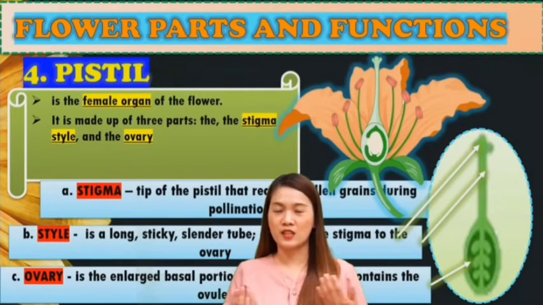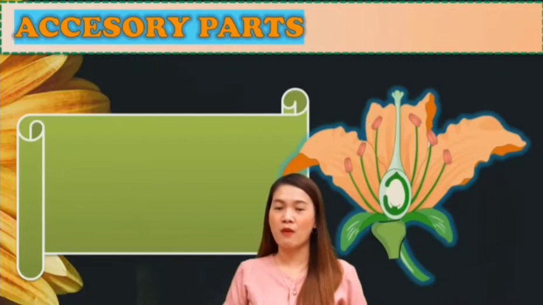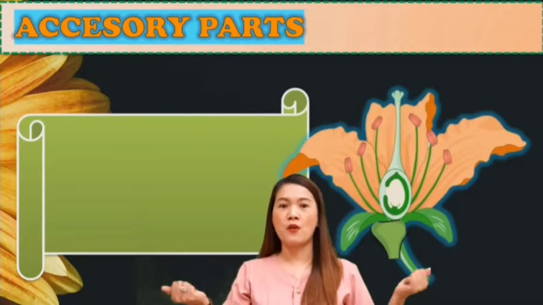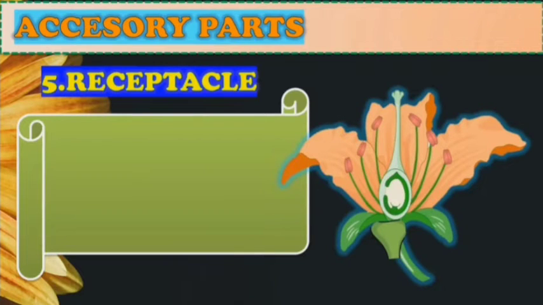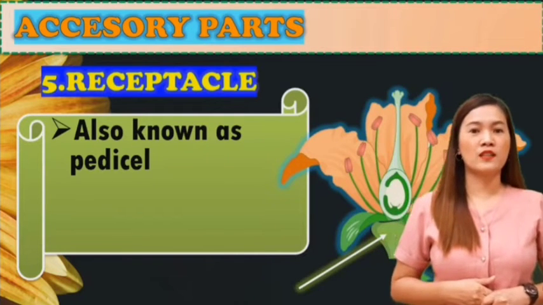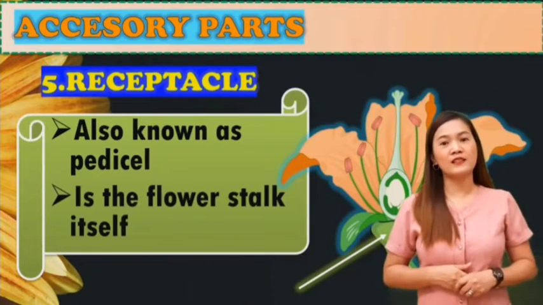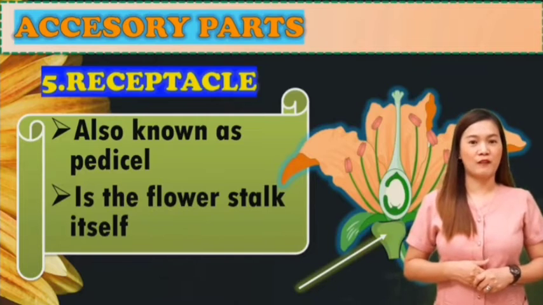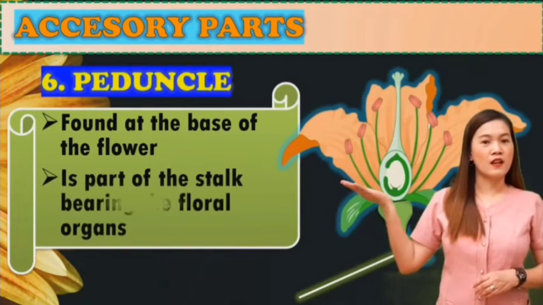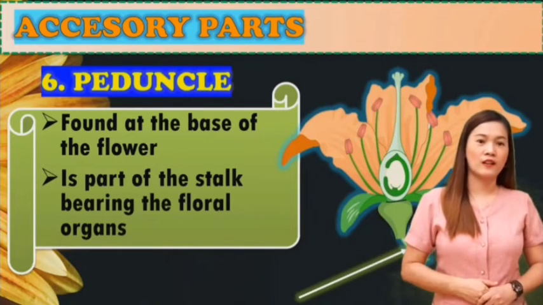And now, let us talk about the accessory parts of the flower, which are the receptacle and the peduncle. Receptacle is also known as the pedicel and the flower stalk itself, while the peduncle is the part of the stalk bearing the floral organs.